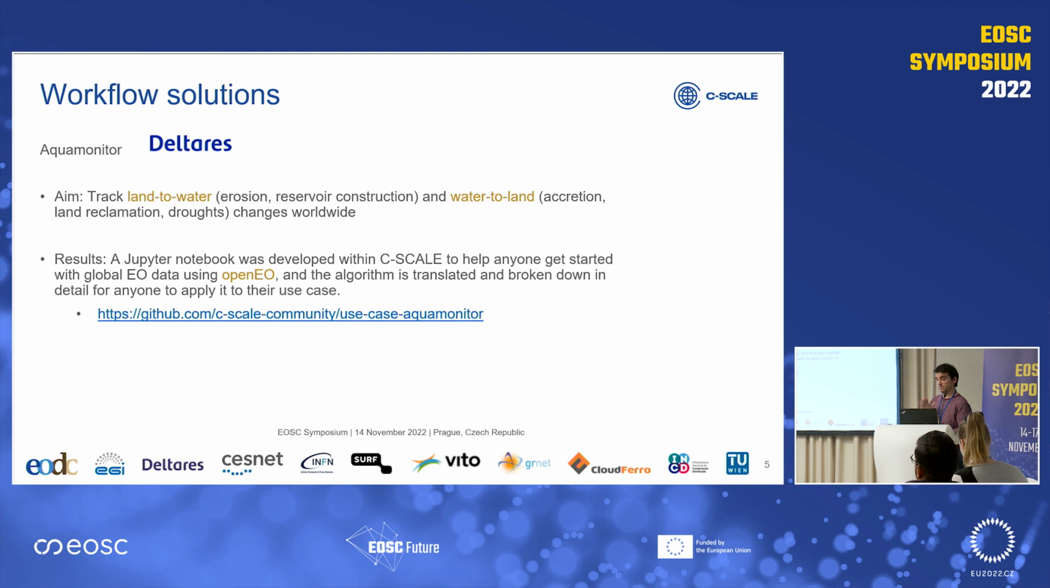So I'll start describing the use cases now. The first one is Aqua Monitor, and the goal of this use case is to track the changes worldwide when the land becomes water and water becomes land, and for many reasons. So the result of the use case at the moment is a Jupyter notebook that's open source, publicly available, so others can learn how to do the same thing, but using OpenEO. And you have the link to the repository over there.